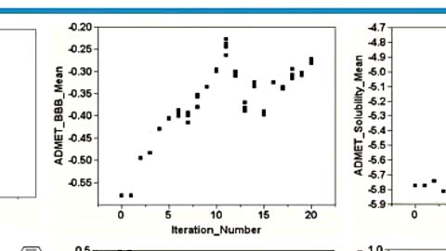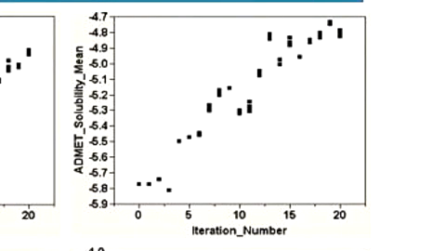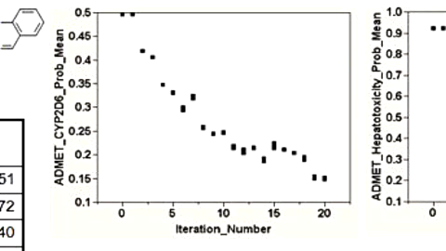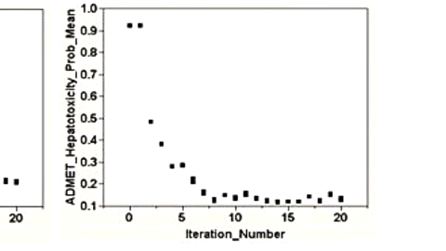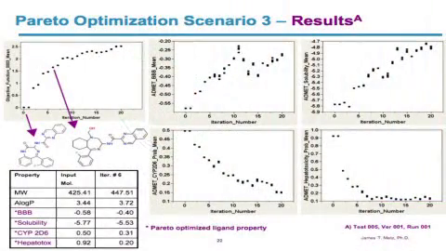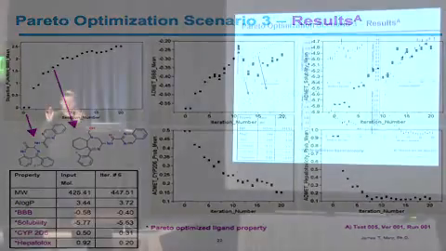Now here is sort of looking at each property in detail. The blood-brain barrier value of these compounds is improving, so it's going up as a function of iteration number. The solubility is improving as a function of iteration number. Here is the CYP2D6 probability. Again, we want this to go down, and that's exactly what we're seeing. Also, the hepatotoxic probability is also decreasing significantly as a function of iteration number. So we are, in fact, simultaneously optimizing 4 properties starting from this initial molecule all at once. And this table summarizes the changes in all 4 of those properties. They're all going in exactly the right direction.